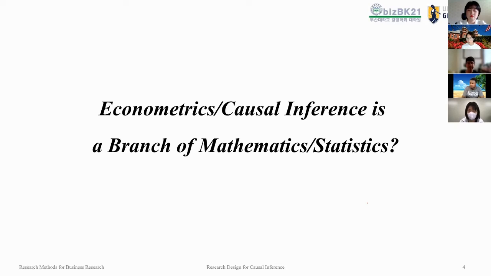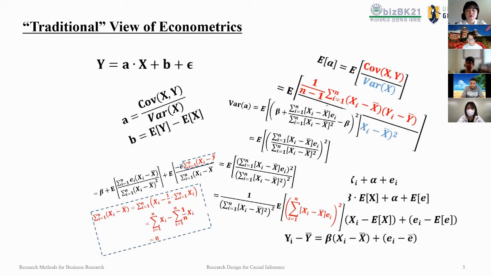Actually, someone may argue that econometrics or causal inference is a kind of mathematics, like algebra or statistics. Would you agree with this argument? Actually, that's how I was taught in my graduate school. I thought econometrics and causal inference was a branch of mathematics or statistics. So traditionally, econometrics has been considered a branch of statistics or mathematics.